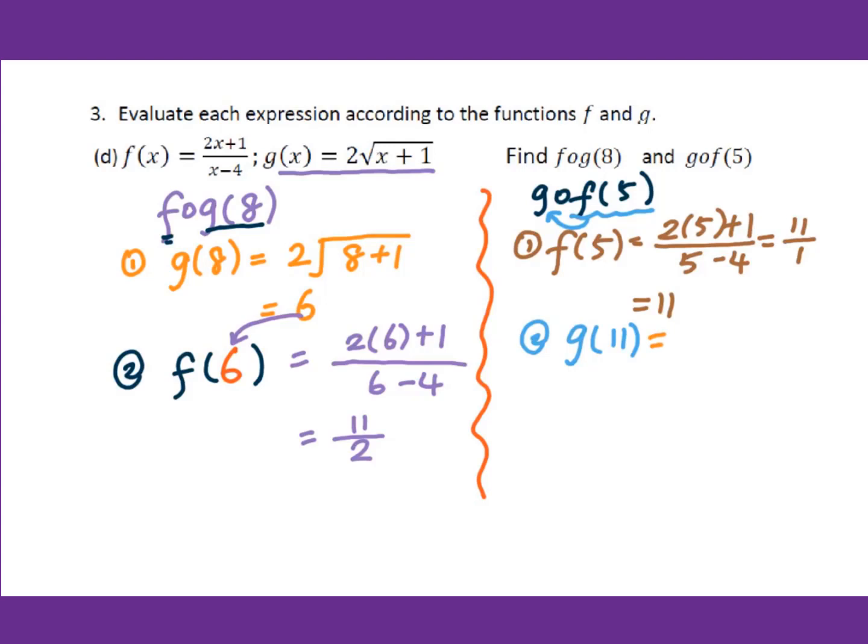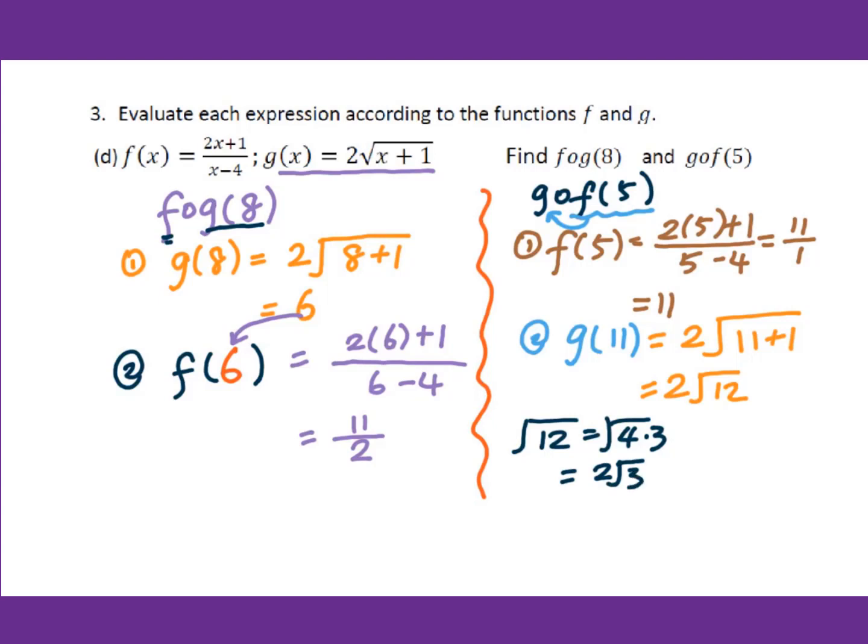So we get 2 square root of 11 plus 1. That is 2 square root of 12. Square root of 12, you will get 4 times 3. So we get 2 square root of 3. Therefore, 2 times 2 square root of 3, 4 square root of 3 will be the answer.